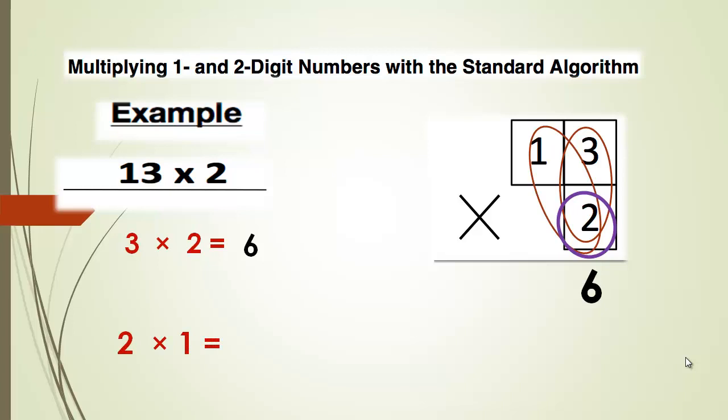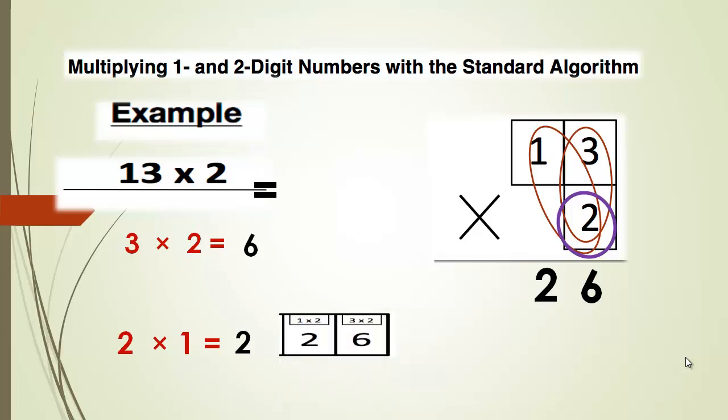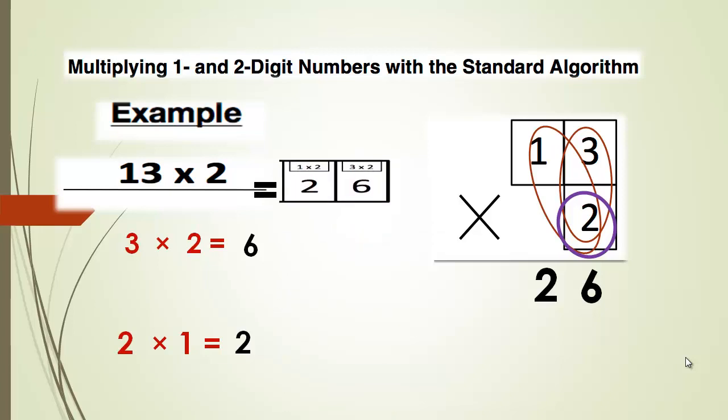Remember, any number multiplied by 1 equals the same number. It means 2 times 1 equals 2. Then go and write 2 in the tens place. At last, 13 times 2 equals 26, or 2 times 13 equals 26.